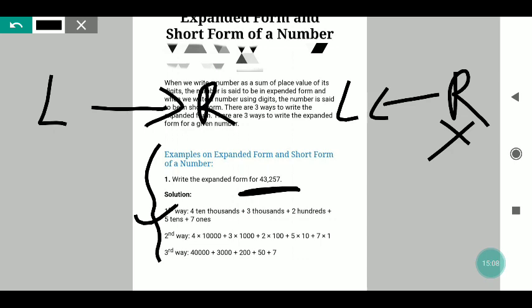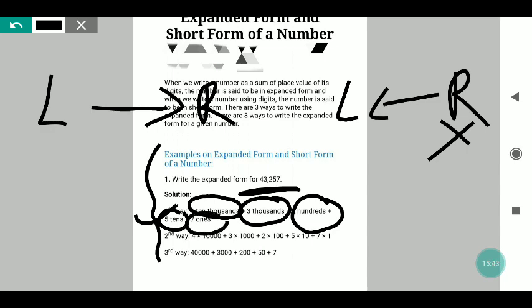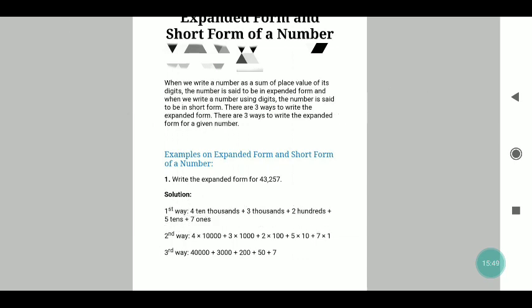So after 4, in the first one, we are writing 10,000 in words. Then 3 is at the 1000 place, so after 3 we are writing 1000. Then 2 is at the 100 place, so after 2 we are writing 100. Okay. Then after 5 we are writing tens. Then after 7 we are writing ones. Isn't it?